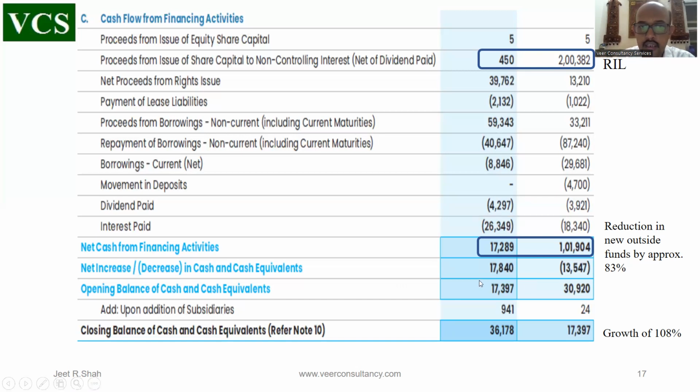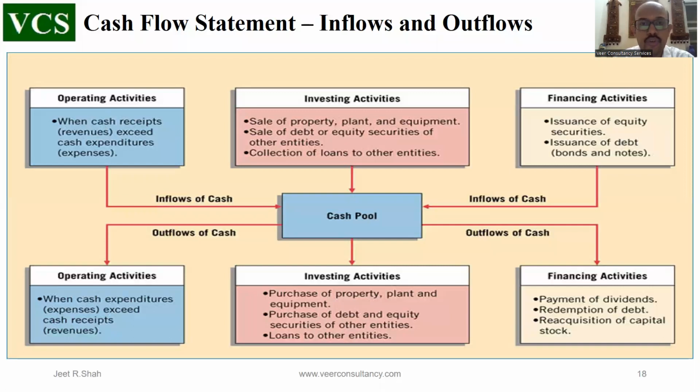You know, okay, what is the net increase or decrease in cash? So last year it was a decrease in cash by 13,547 crores. This time it is an increase in cash by 70,840 crores, which leads to a growth of CNCE by 108%, which shows that the company has become more liquid as compared to last time. Now the amount that you see, 36,100 crores, is the same amount that you see in the balance sheet. So this is just an overview of the whole thing.